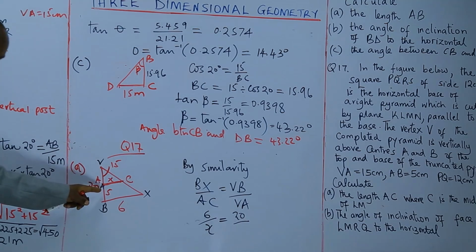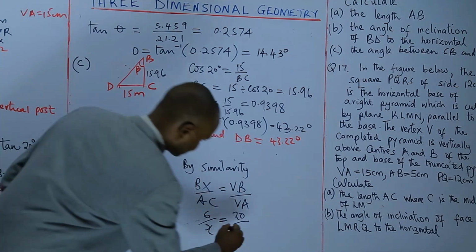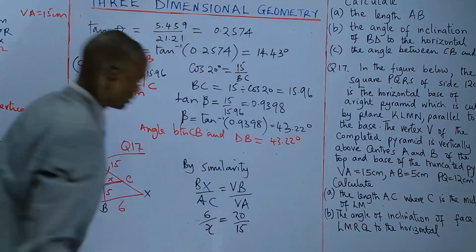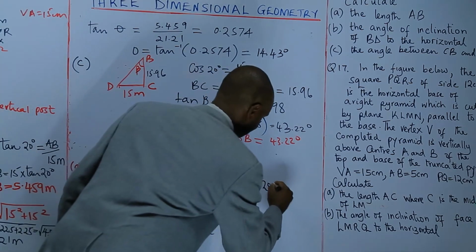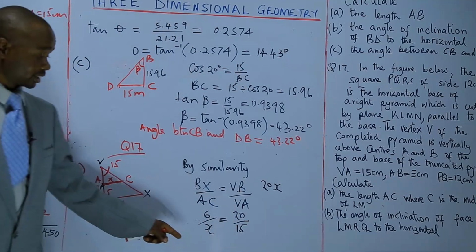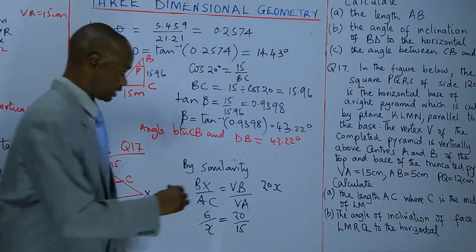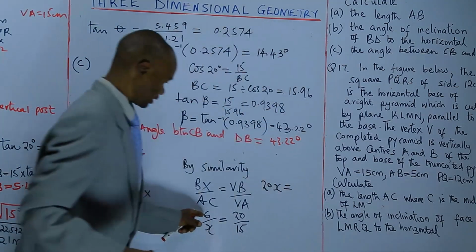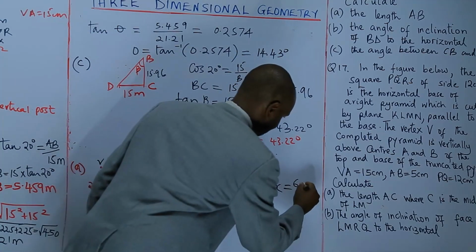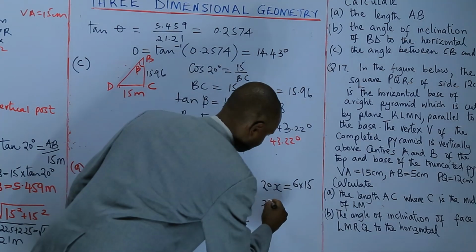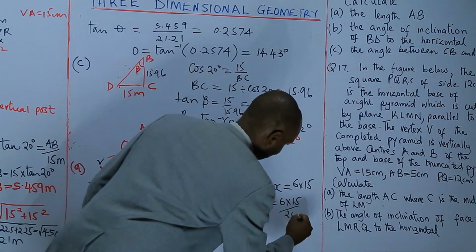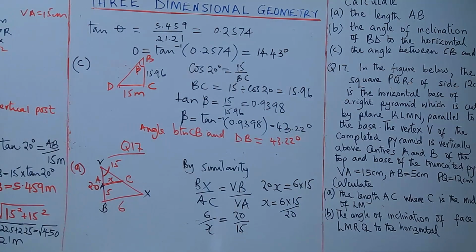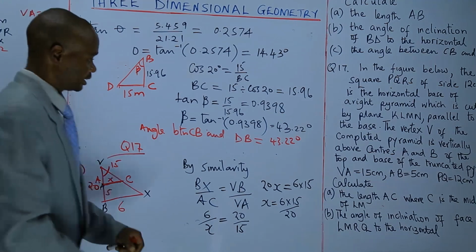VA, it is 15. So by cross multiplication, 20 times x will give me 6 times 15. So the value of x will be 6 times 15 divided by 20.